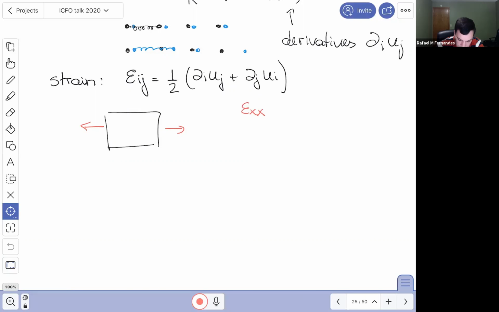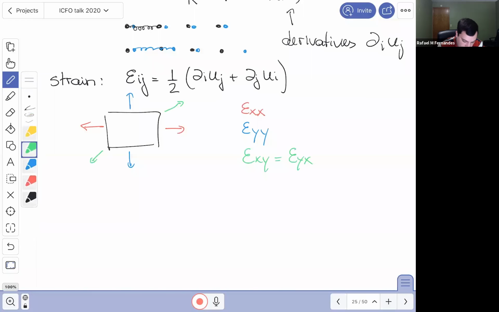So anyway, in the plane, there are three kinds of strain modes that I can have. I have XX, which is pulling or compressing along X. YY is pulling or compressing along Y. And I also have XY, which is the same as YX, which is pulling or compressing along the diagonals, okay? Those are the three forms of strain that I can have, three components.